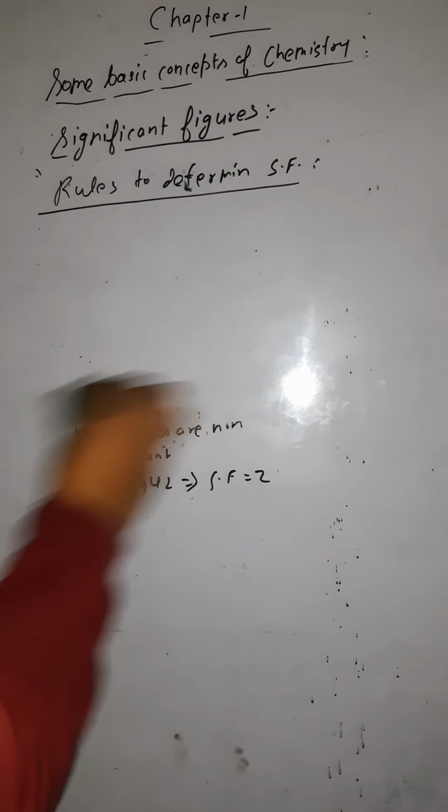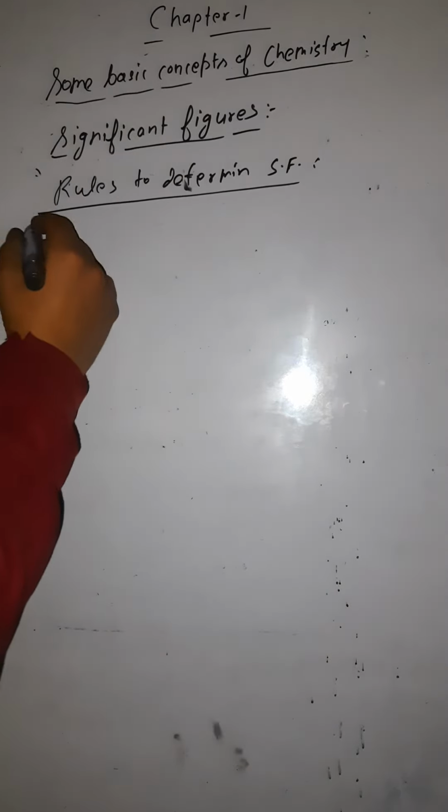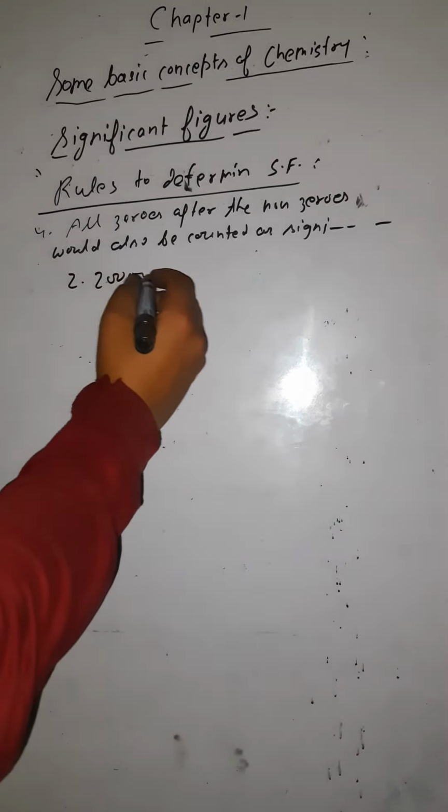Rule number 4 says that all zeros after the non-zeros would also be counted as significant figures. Are you getting this? This is rule number 4. All zeros after the non-zeros would also be counted as significant figures. Let's say I'm writing a digit here. Let's say it is 2.2000.